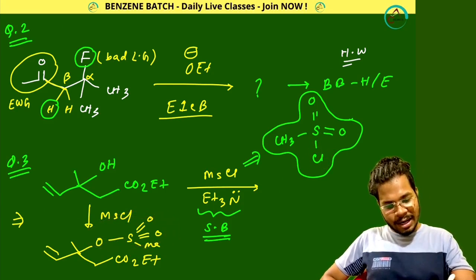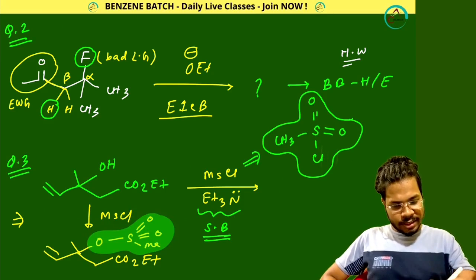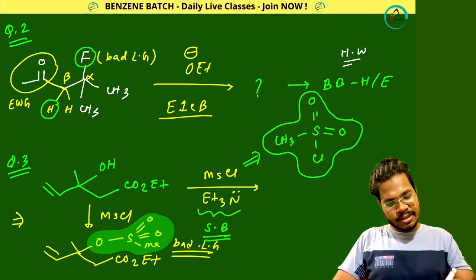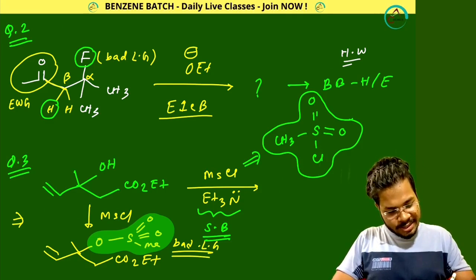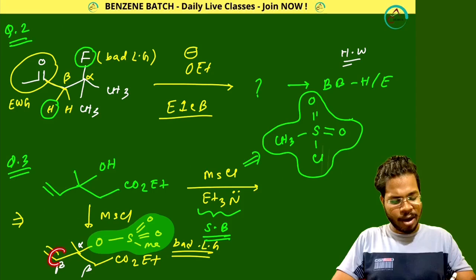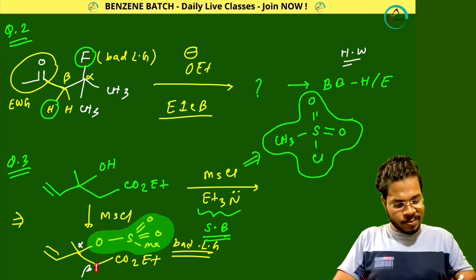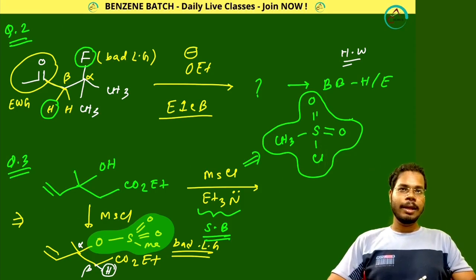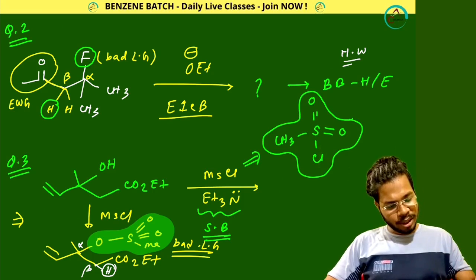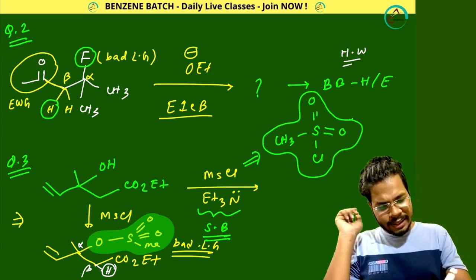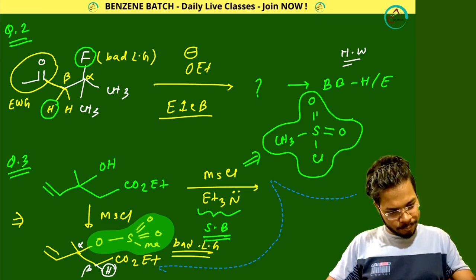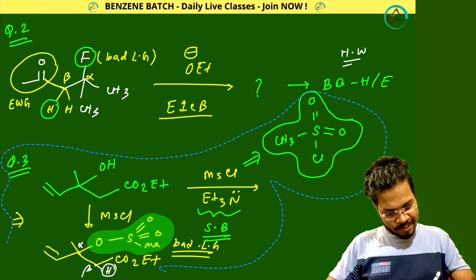This is again a bad leaving group, a bad LG. With respect to this leaving group, this is your alpha hydrogen. This is your beta hydrogen. This is also a beta hydrogen, but you cannot take it because you already have a double bond over here. So you cannot take it. With this beta position, you would have one hydrogen. Right? So now I hope you can do it. Let me complete this reaction in the next phase.